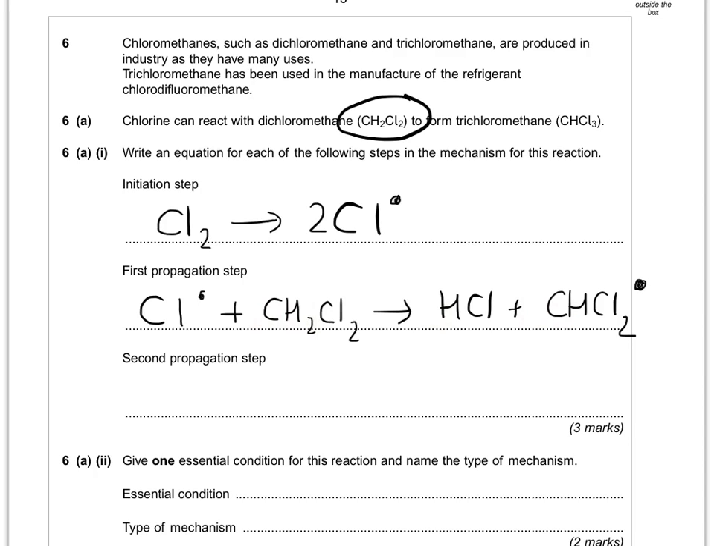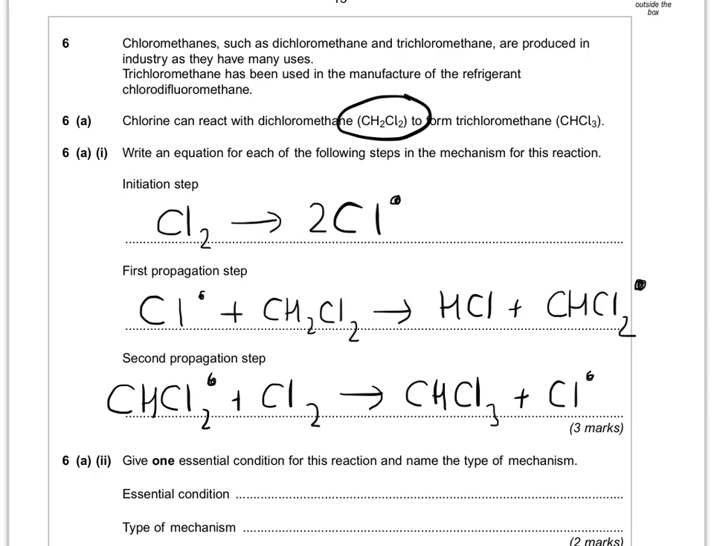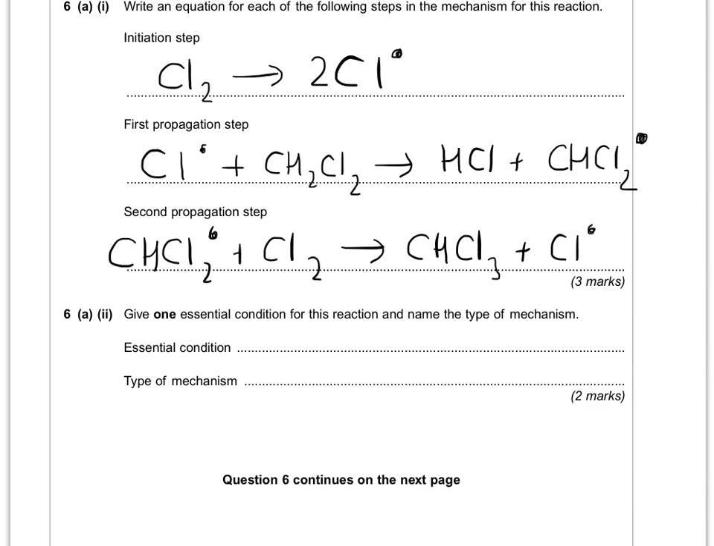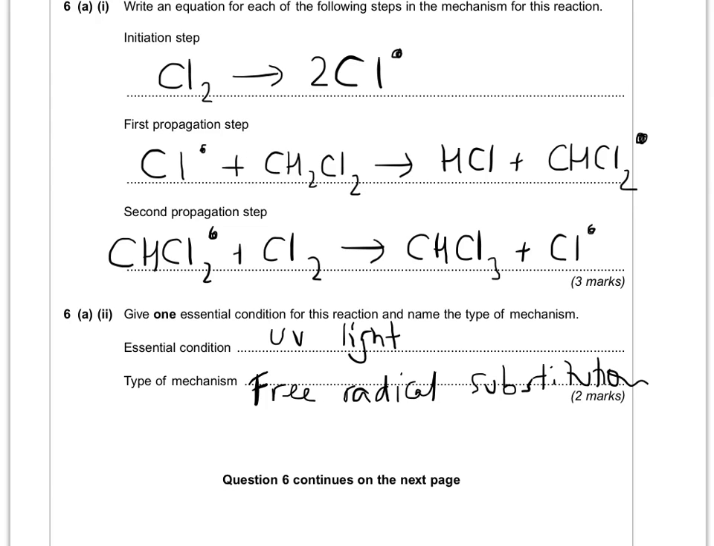And then finally, your second propagation step needs to reform that chlorine free radical. So you've got the free radical that you've just formed, CHCl2 dot, reacting with a chlorine to make CHCl3 plus Cl dot. And then give one essential condition for this reaction, name the type of mechanism. You need UV light for that initiation step. That's what breaks apart the chlorine, and the mechanism is called free radical substitution. A few of you are writing free radical chain mechanism. That is incorrect. Free radical substitution is what you should be writing.